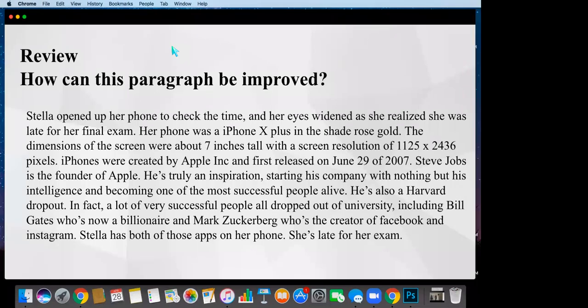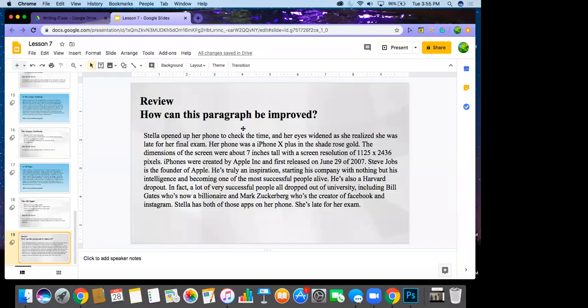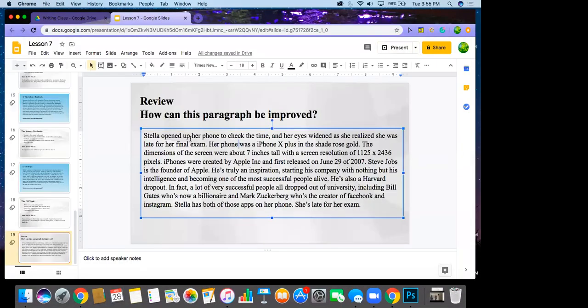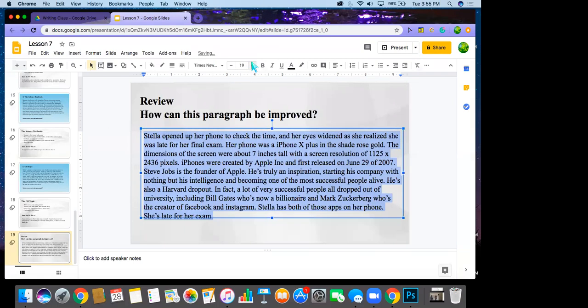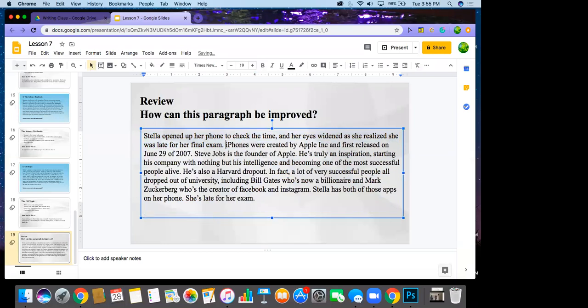So we're gonna do this fixing thing again. So how can this paragraph be fixed? Ideas. Remove the stuff about the pixels. Yeah, we're getting rid of that. In fact, we're getting rid of everything about her iPhone. What else should we get rid of here?